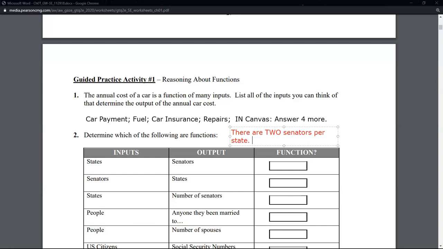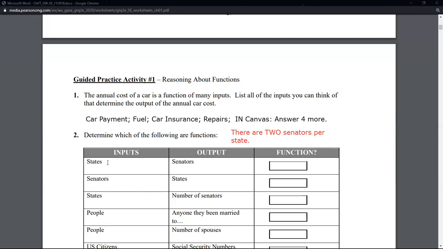So remember, the idea of a function is, if you plug one thing in, you can only get one unique output. So what this first question is asking us, if you plug in a specific state, can you have one specific answer? If so, then it's a function. If not, it's not a function.